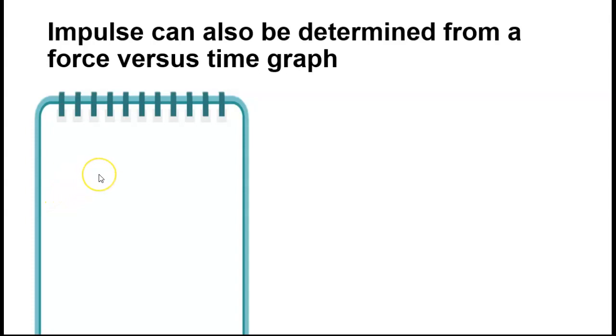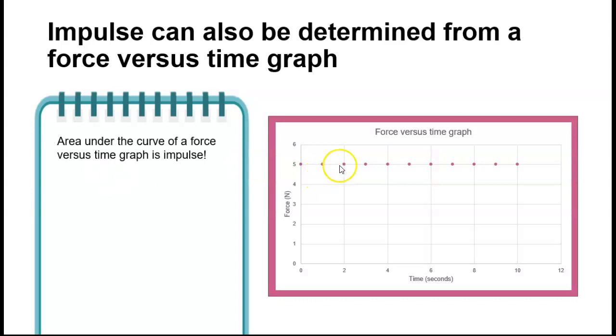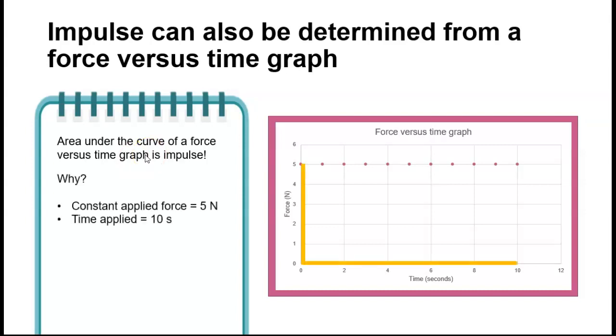So it says impulse can also be determined from a force versus time graph. So if you knew the force that was acting on something and you knew the time, we can find the impulse. So in this example, we have a constant force. We have a force of 5 newtons that is going to act for 10 seconds. So the area under the curve of a force versus time graph tells us the impulse. So what is the area under the curve?